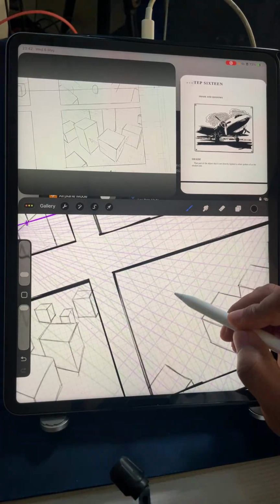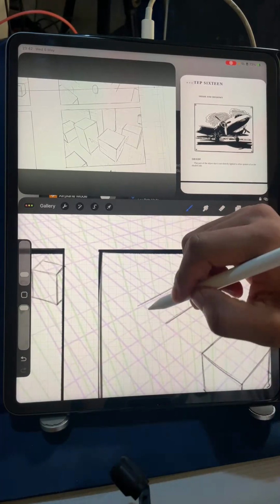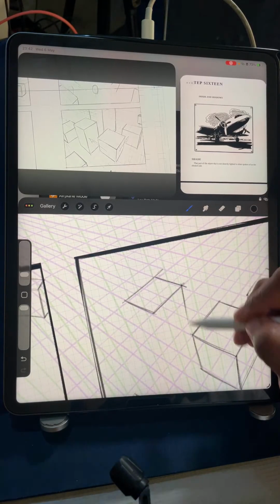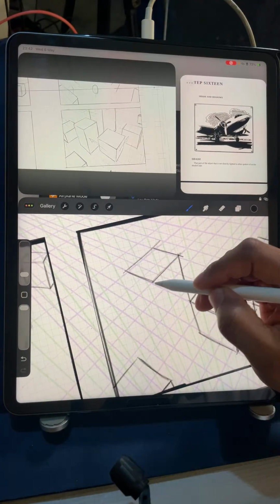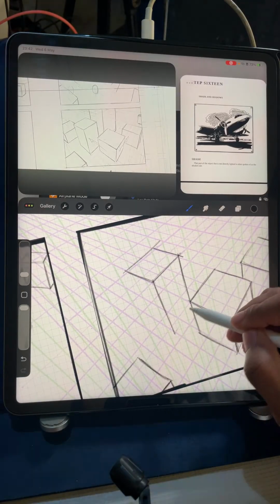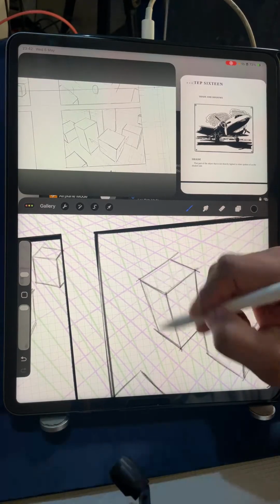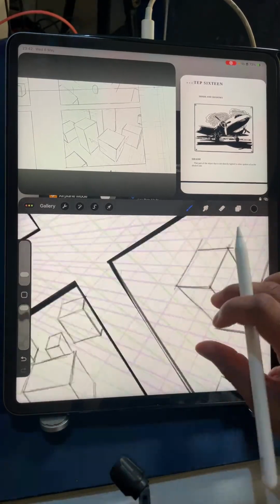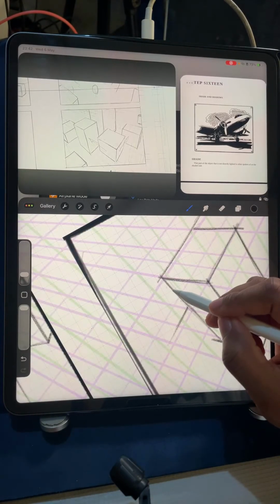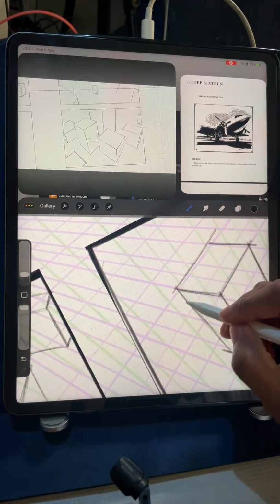What else? This guy over here. Bring it down. Bring it down some more. What else? There's another one over here. Let's see.